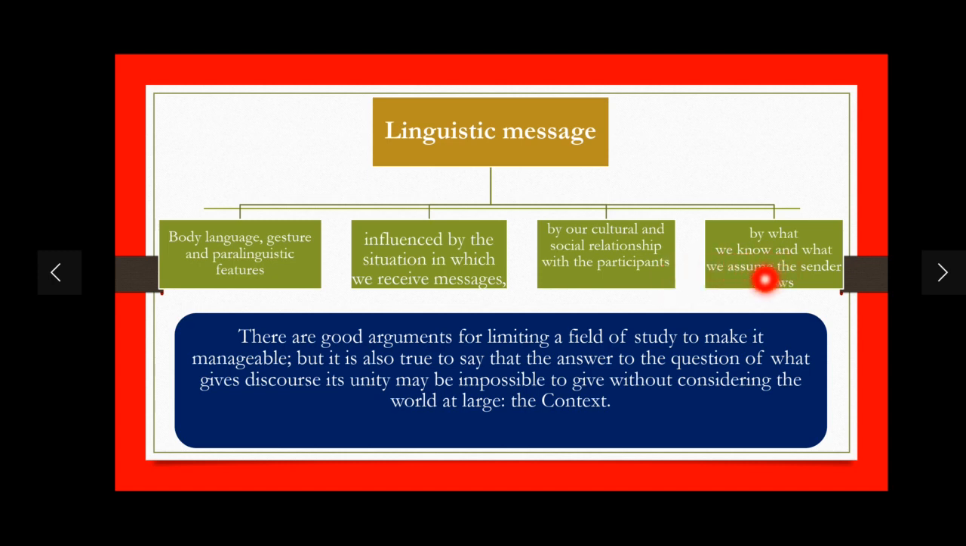Similarly, we are influenced by what we know and what we assume the sender knows. So there will be two people. One is the speaker who will send a message, and one is the listener who will receive the message. So here we focus on what the speaker knows and what the speaker assumes that the listener will know about this. In other words, we can say that it is a shared knowledge between the speaker and the listener.